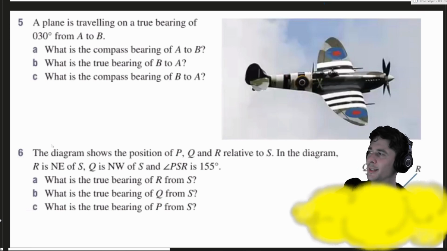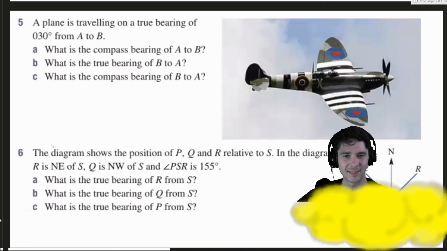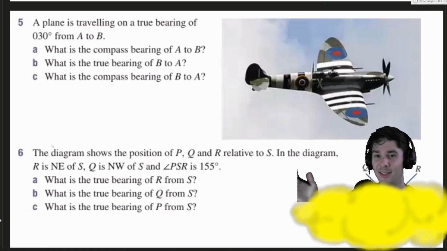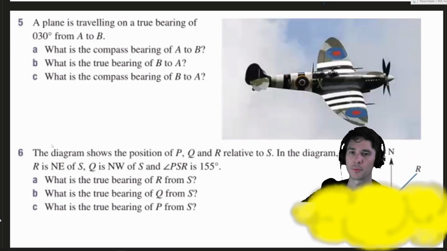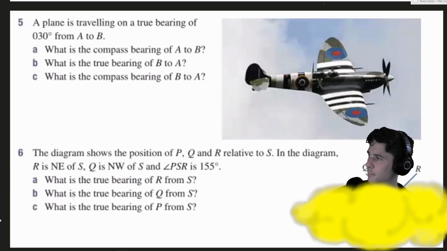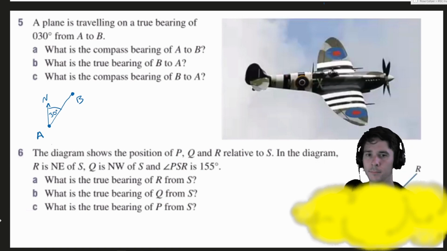A plane is traveling on a true bearing of 30 degrees from A to B. I want you to start by drawing a picture of this. Does your picture look like my picture?